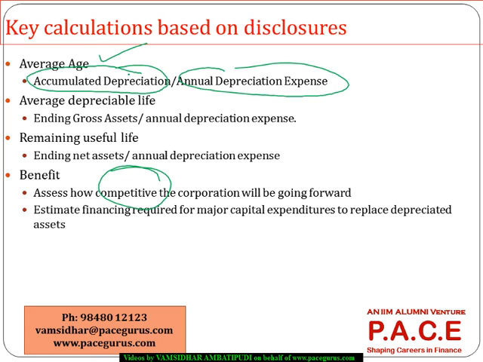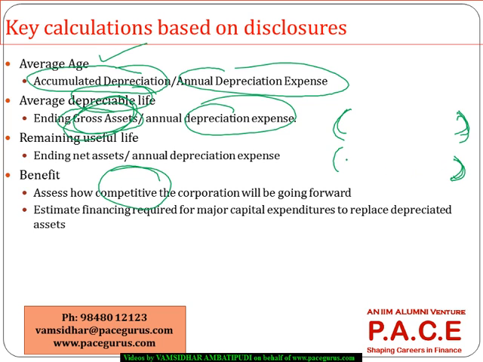And apart from the average age of the asset, we also look at average depreciable life. When I am finding the average depreciable life, I look at the total gross assets and divide by the annual depreciation expense, which will give me the total life applicable to the assets. Similarly, for remaining useful life, I look at net fixed assets divided by the annual depreciation, which will give me the remaining useful life of the asset.